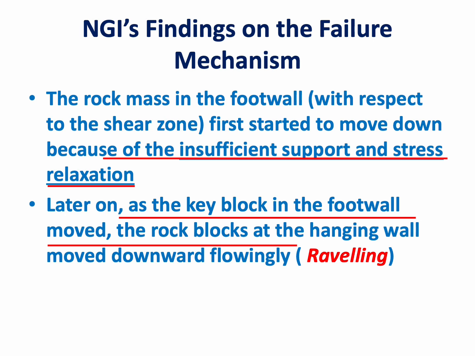It further says the rock mass in the footwall with respect to the shear zone first started to move down because of insufficient support and stress relaxation. Later on, as the key block in the footwall moved, the rock blocks at the hanging wall moved down flowingly, that is raveling. So NGI also mentions that as the key block in the footwall moved, the rock blocks at the hanging wall moved downward flowingly. That was a sudden failure.